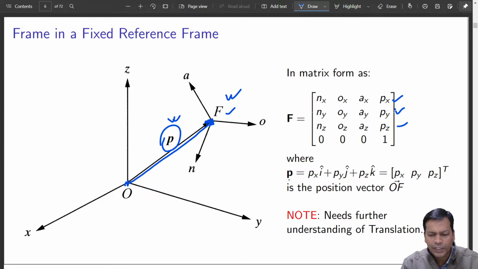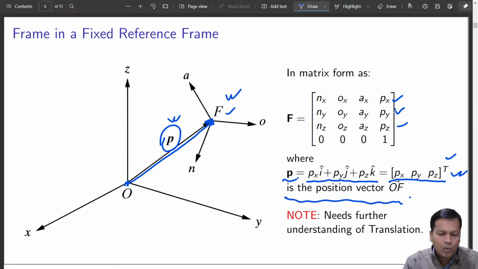A position vector is bold, small again, and this is how I write it in vector form, and this is in matrix form. Transpose over here because it is a column matrix. Correct? It is the position vector OF that connects point O to point F. So this is the position vector. So that comes at the end.